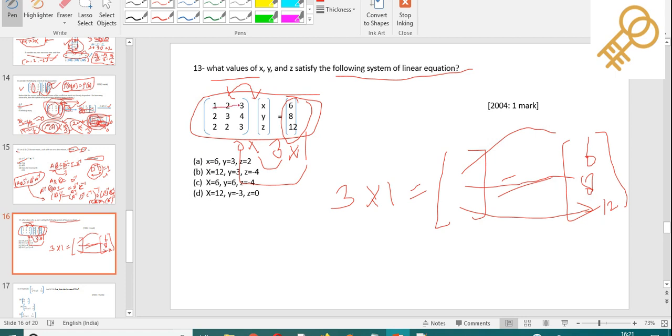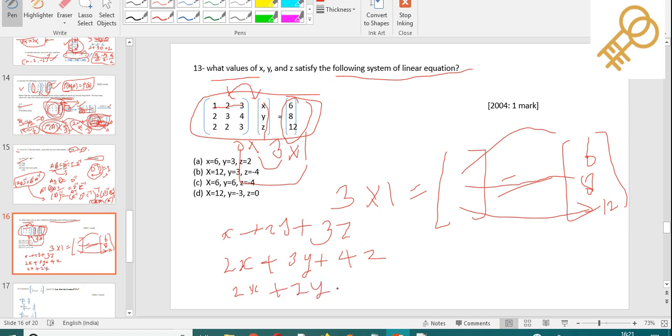We'll multiply this with x, y, z. You'll get x plus 2y plus 3z. The second row will be 2x plus 3y plus 4z. And the third row will be 2x plus 2y plus 3z.